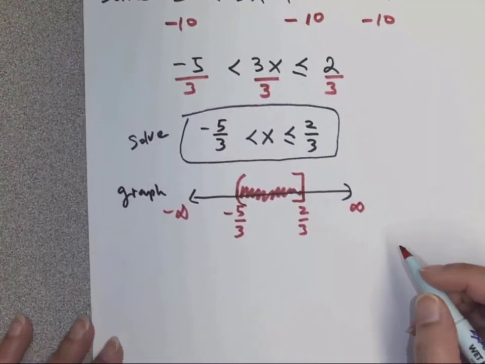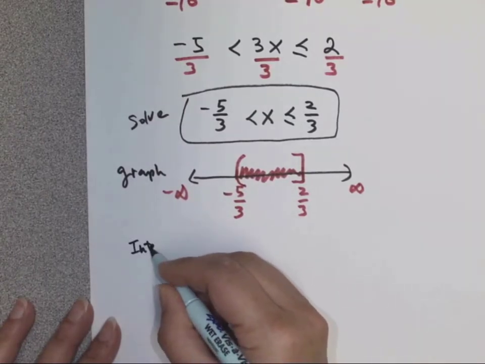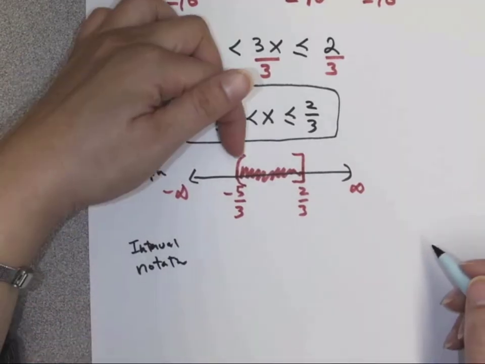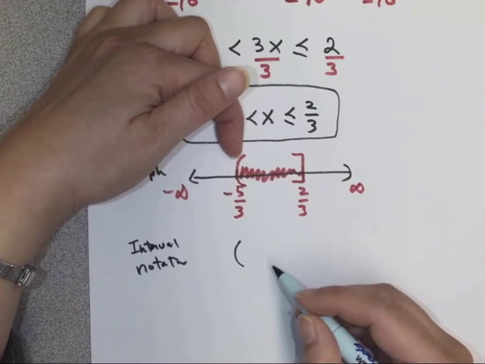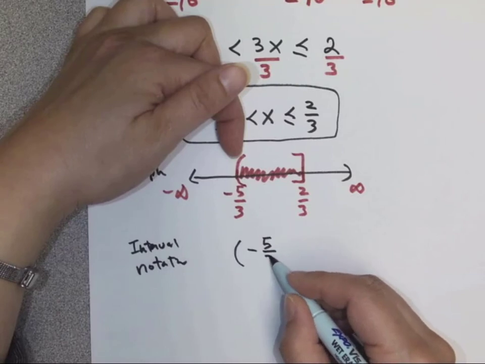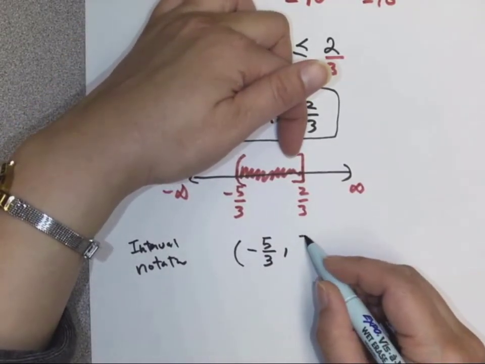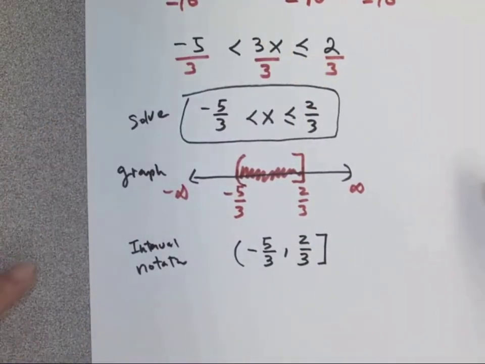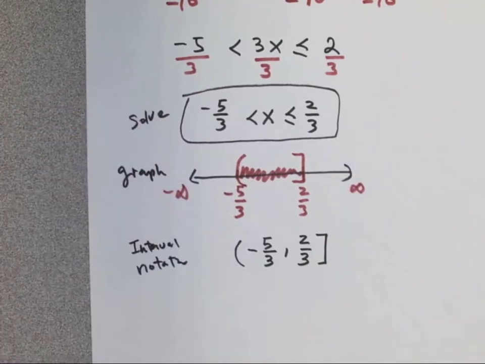And once you graph it correctly, you can do the interval notation, right? So for interval notation, we start with parentheses, like here, with what number? Negative 5 over 3, comma, all the way to 2 over 3, close it with brackets. So if you graph it correctly, it just brings it down, right? Are we okay? All right. Questions?